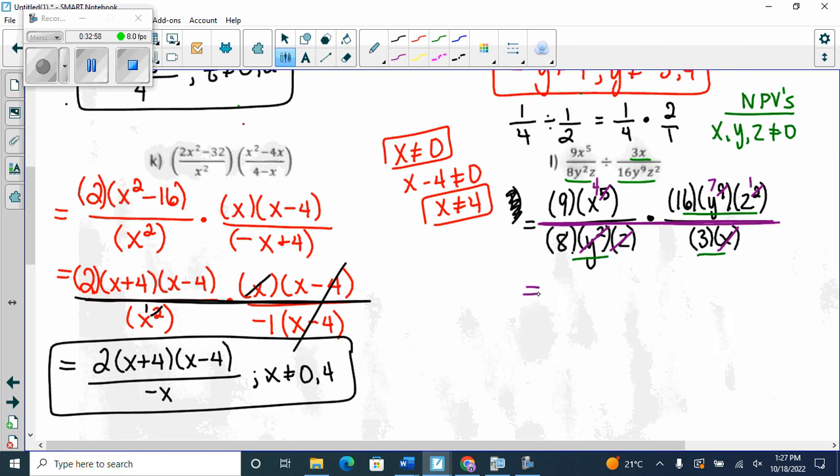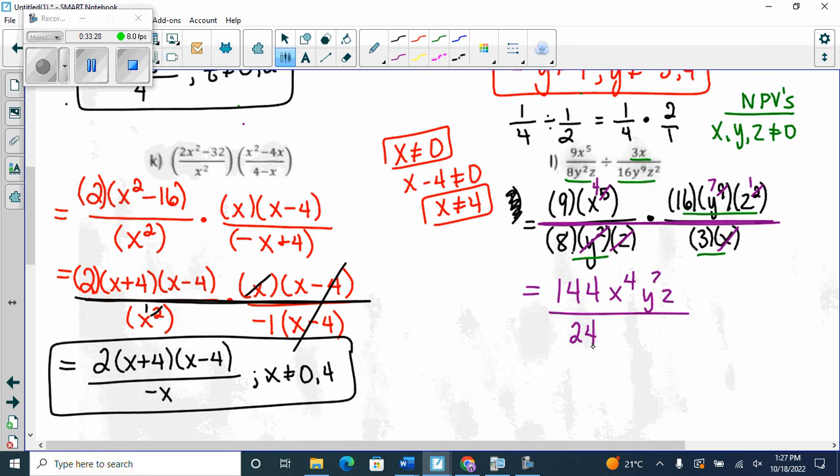But what if you're not good at that? Who cares? Put them together. So you can go 9 times 16, 144. x to the 4, y to the 7, z, and then on the bottom you have 8 times 3, which is 24. And then you can just put those in your calculator and reduce them. Like you could put 144 divided by 24 and then math enter, it'll reduce it for you.